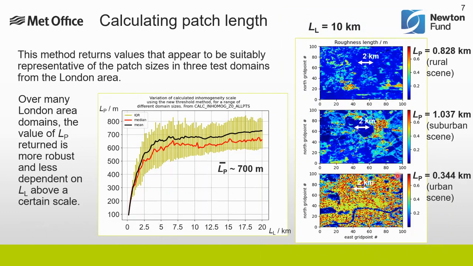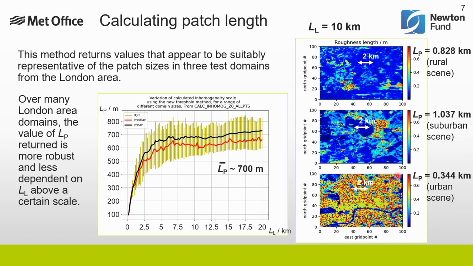Okay, so here are some examples of that patch length calculation on real world situations. This is some roughness data from the London area. We've got central London at the bottom, going out to the rural edges of London at the top, with some typical patch lengths shown for those 10 kilometre by 10 kilometre domains.